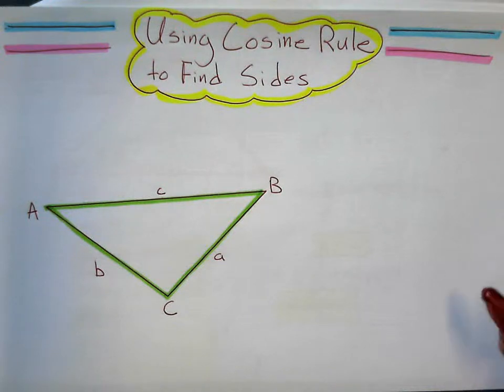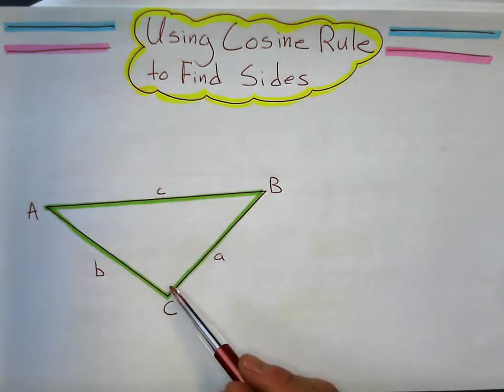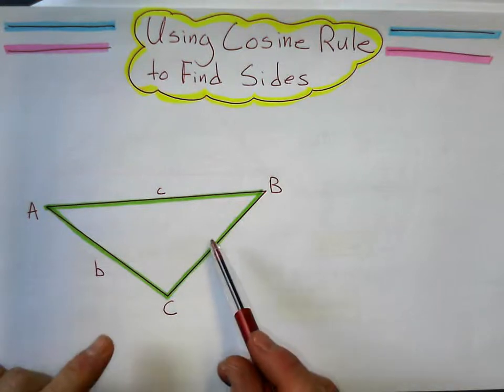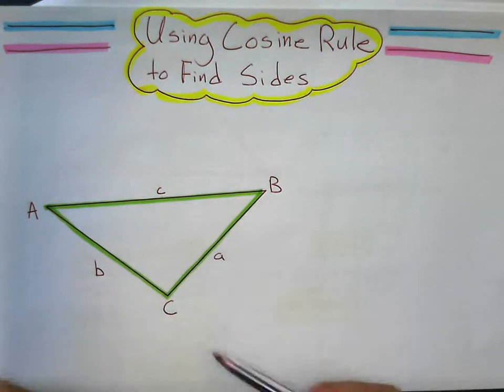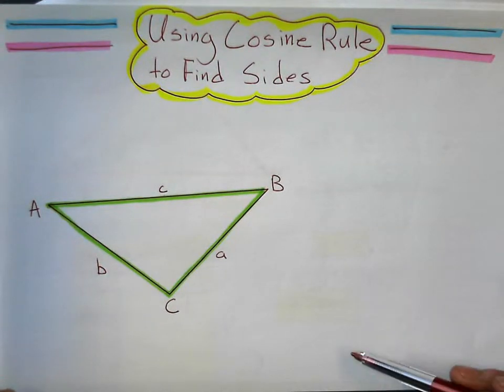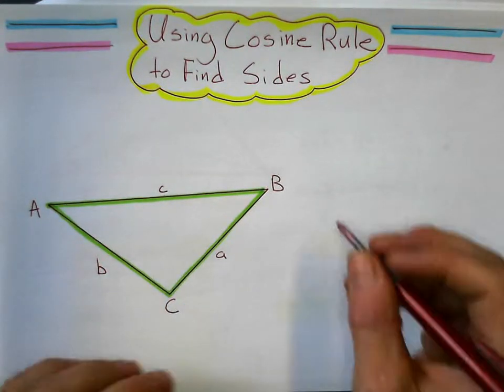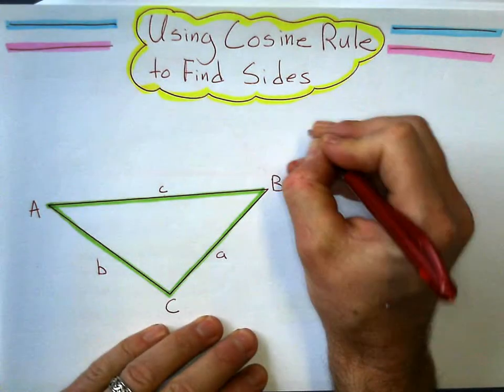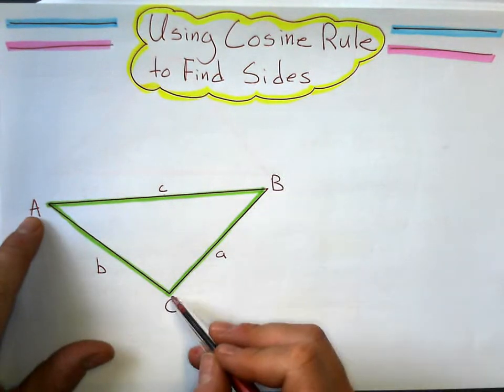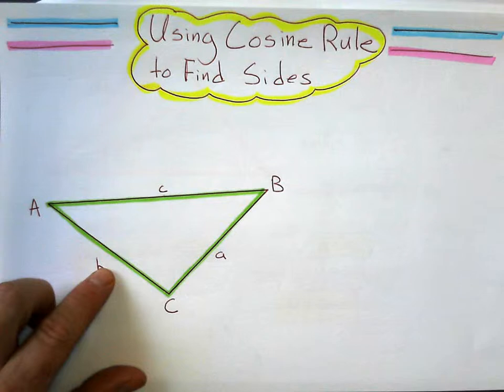So we're going to be doing the cosine rule to find the side of a triangle. It works for non-right triangles and it works for right triangles, but we're going to be mainly doing it with non-right triangles. So the formula is a pretty beefy one. Remember, capital letters for angles, lowercase letters for sides.